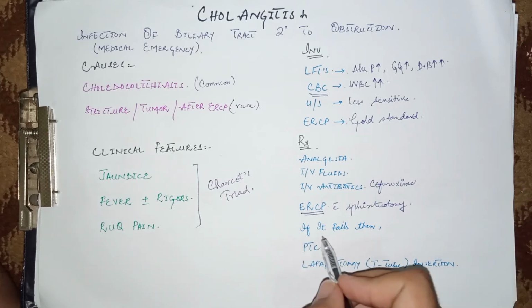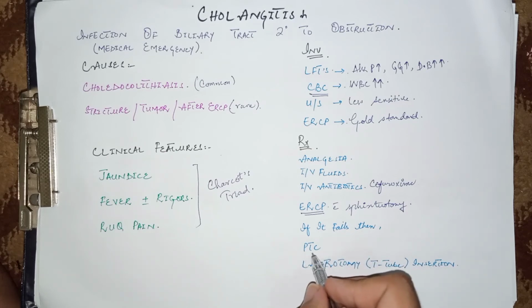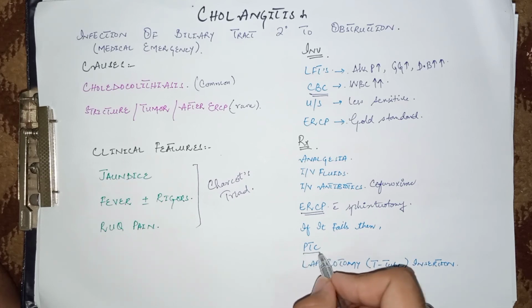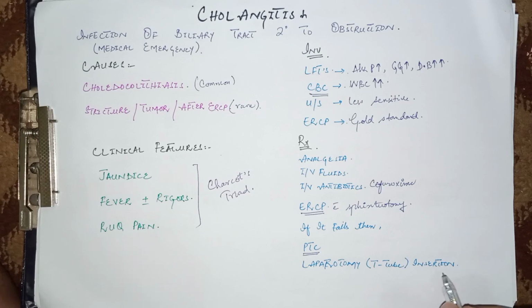But if ERCP fails, then the other procedure is percutaneous transhepatic catheter drainage, that is removal of the pus and infective material through an approach through the skin, in which a catheter is inserted through the skin and the whole pus and other infective material is removed. So this is PTC. And the other option, which is very rare nowadays, is T-tube insertion, in which a T-shaped tube is inserted to drain the pus.